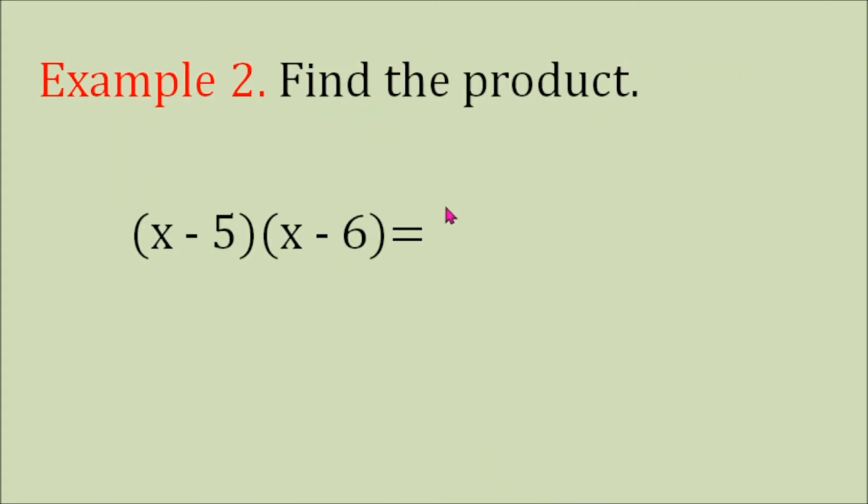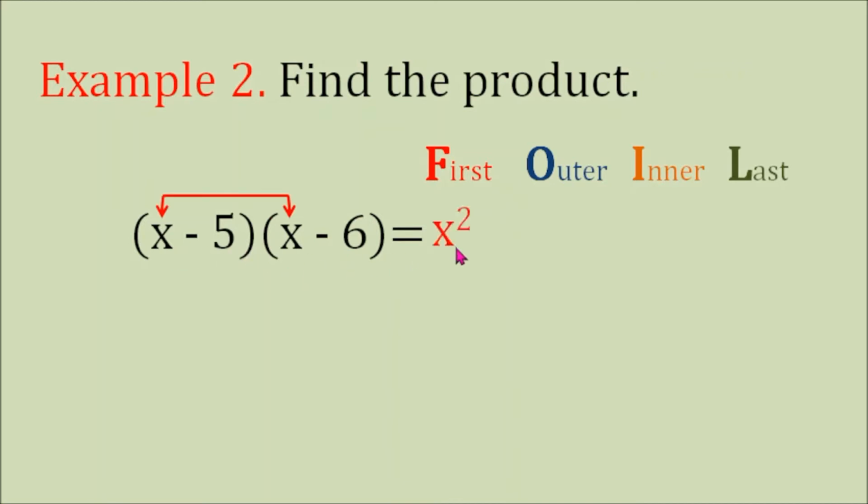Example number 2. Find the product of the quantity x minus 5 times the quantity x minus 6. So again, we are going to use the FOIL method. The product of the first terms, that's x times x, that's x squared. Product of the outer terms, that's x times negative 6, that's negative 6x.